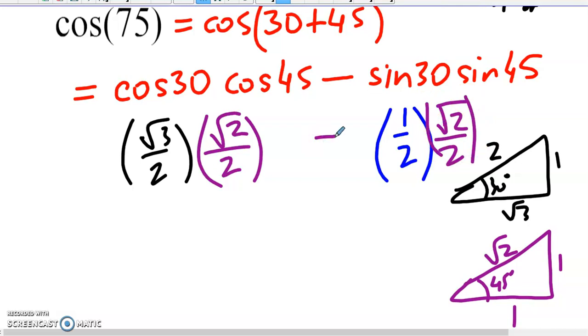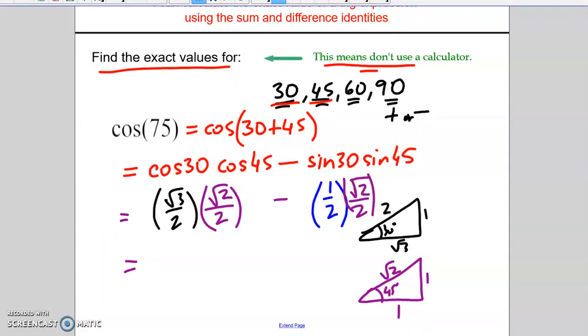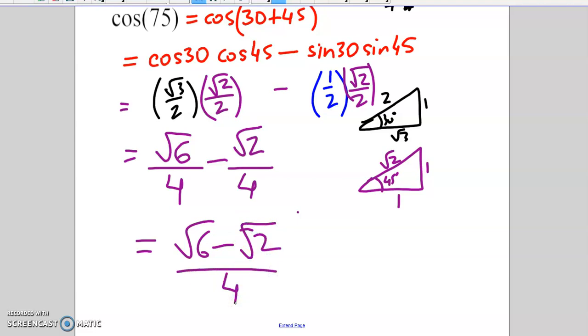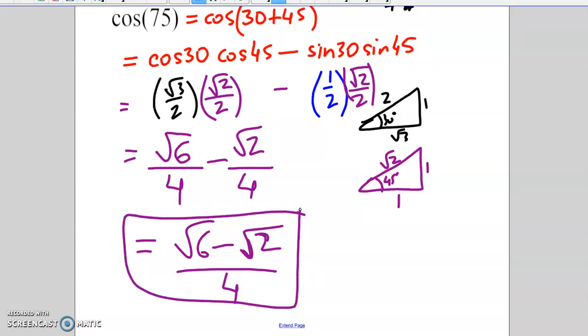And I got a minus. So let's evaluate this. This is square root of 6 divided by 4 minus square root of 2 over 4. And then I can write this as square root of 6 minus square root of 2 over 4. Let's erase and get that in there. Square root of 2, and you can leave your answer like that. So that is the final answer.